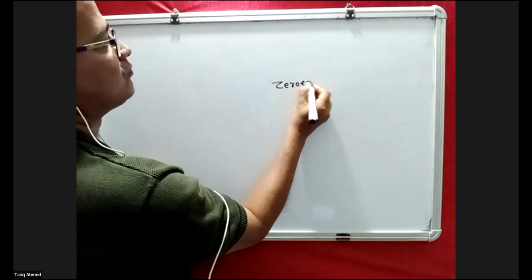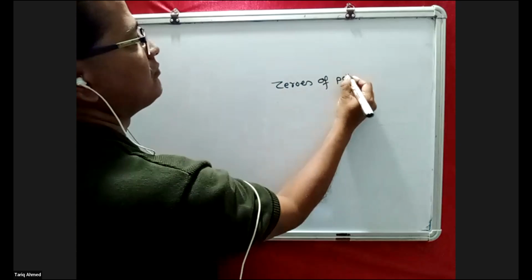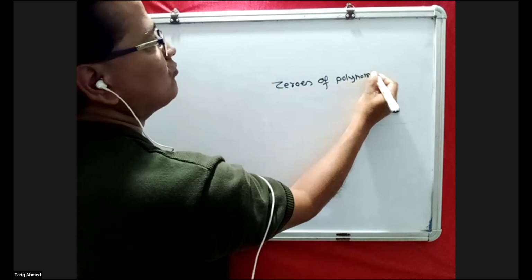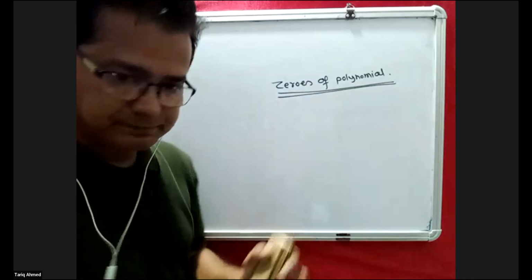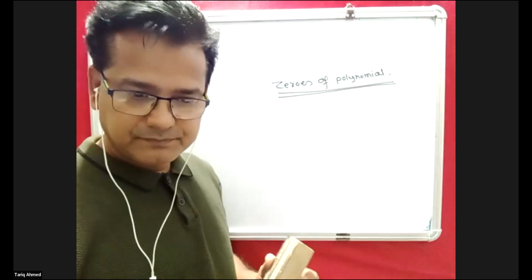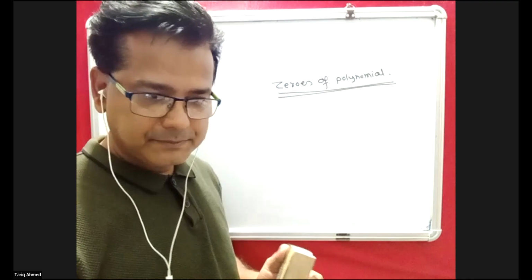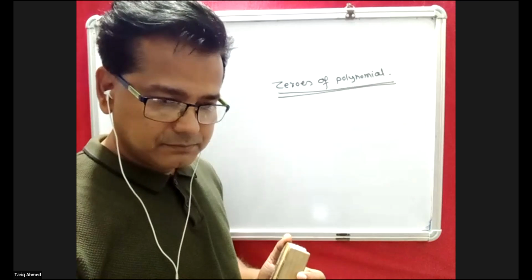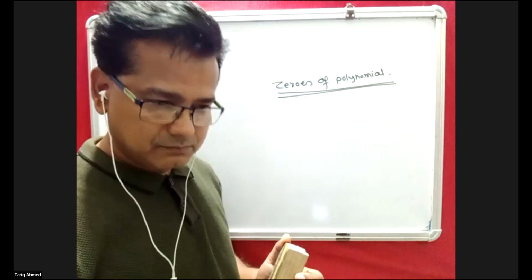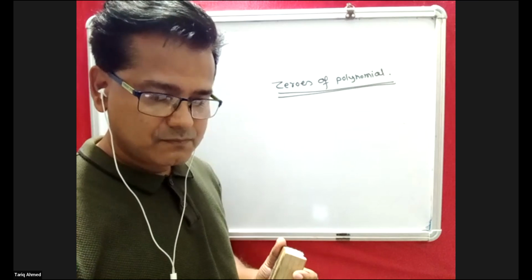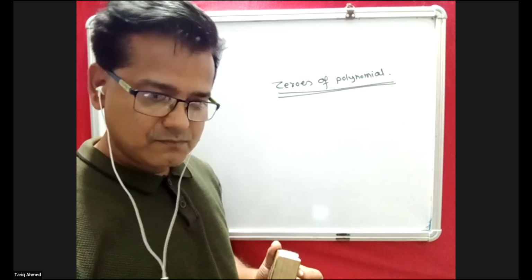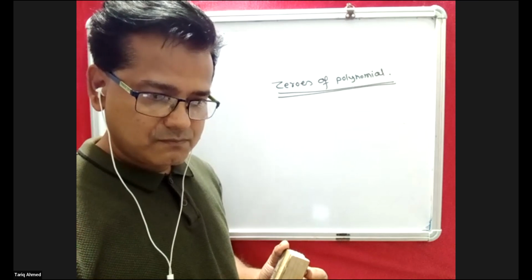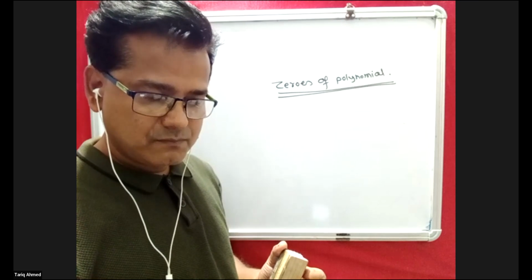Zeros of polynomial. Anyone has idea what are the zeros? Every linear polynomial in one variable has a unique zero. A non-zero constant polynomial has no zero, and every real number is a zero of the zero polynomial.